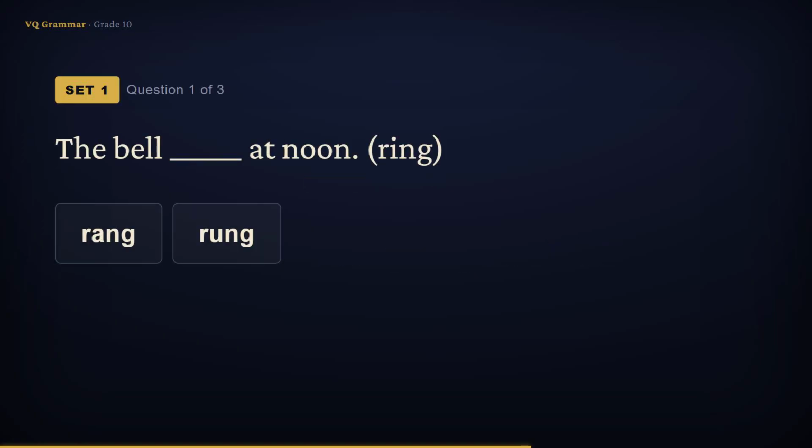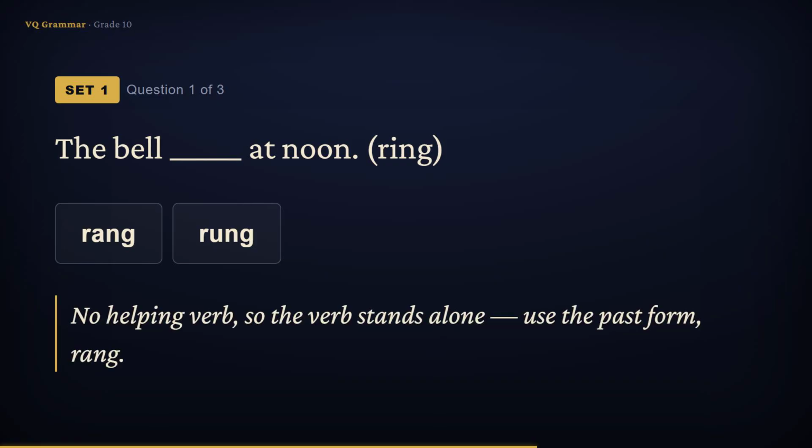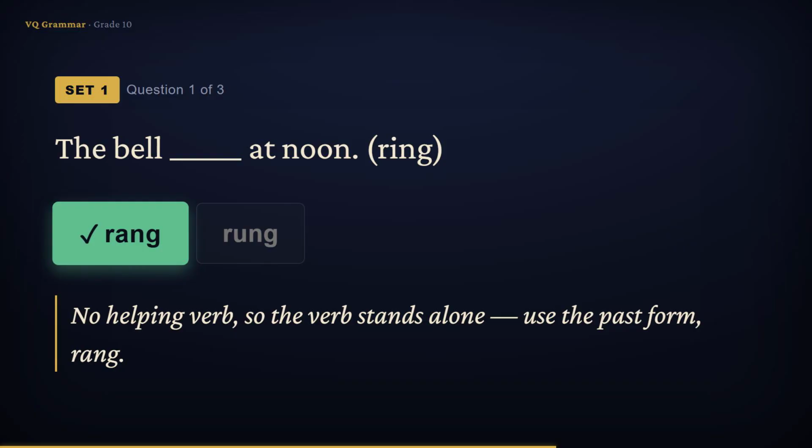The bell blank at noon, from the verb ring. First, hunt for a helping verb. There isn't one, so the verb has to stand alone, and that means the past form. Ring, rang, rung. The answer is rang.